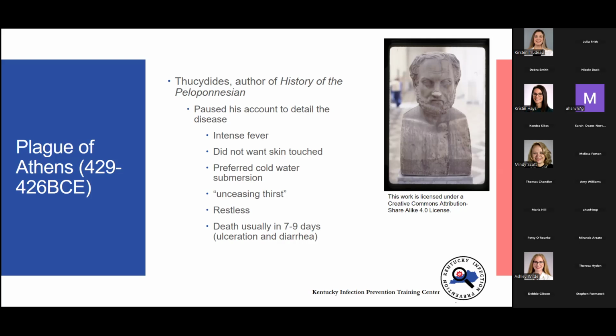Some of the things he had in his account were intense fever. These people did not want their skin touched. They truly preferred to be submerged in cold water. They had an unceasing thirst. They were very restless. And they usually died in 7 to 9 days, having ulcerations and diarrhea.